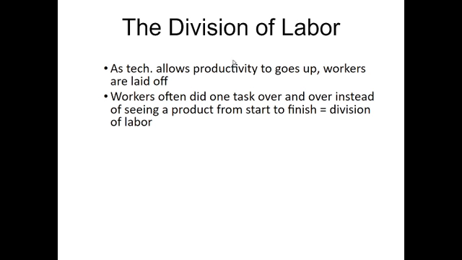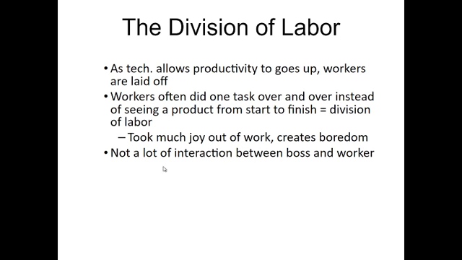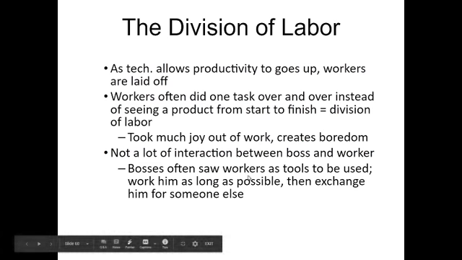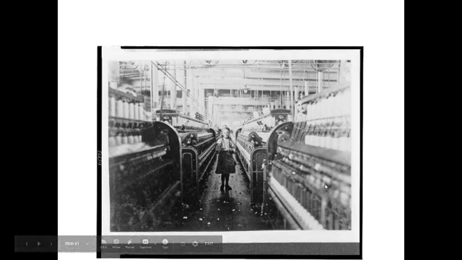And so workers would often do one task over and over again instead of seeing a product from start to finish, which is really efficient, but it often took the joy out of work, created boredom, created health problems if you're doing the same motion thousands of times a day, 6 days a week for years on end. And so basically the humans were cogs in the machine of producing goods, and the more efficient the system, the more money to be made. Okay, so not a lot of interaction between boss and worker unless things didn't go well, right? There was this kind of mindset that workers were tools, which is kind of what I was trying to say here.